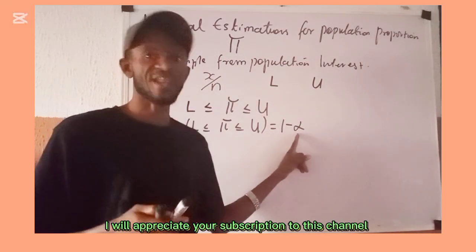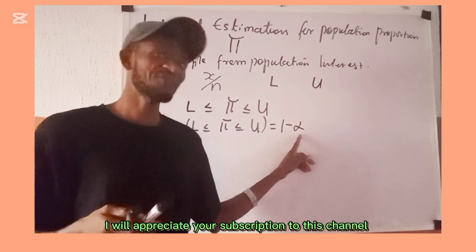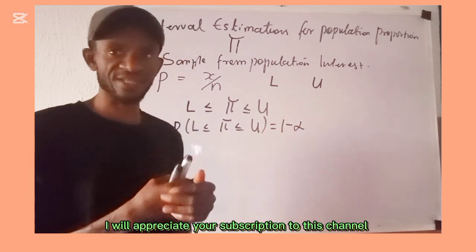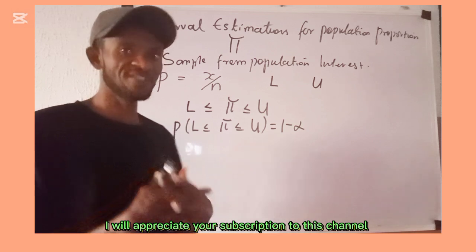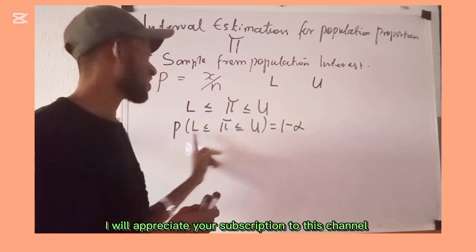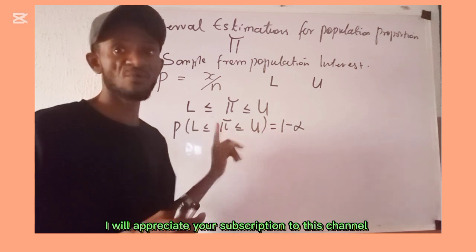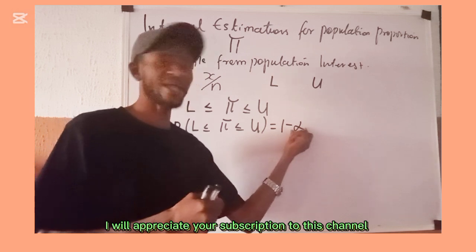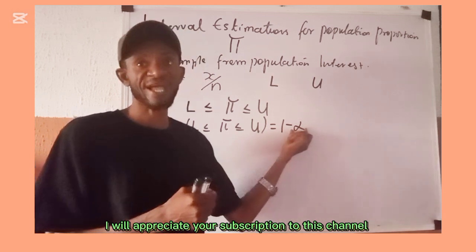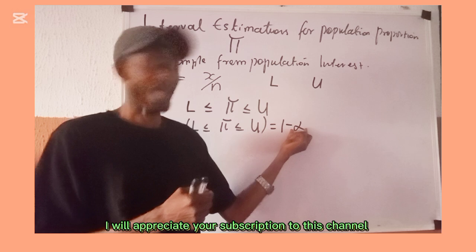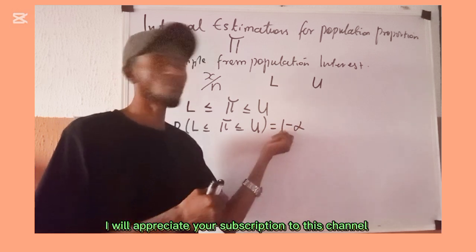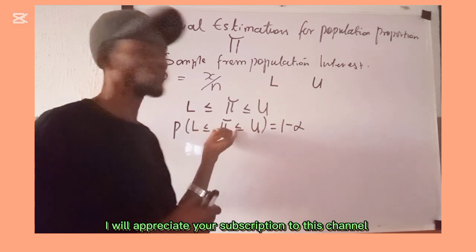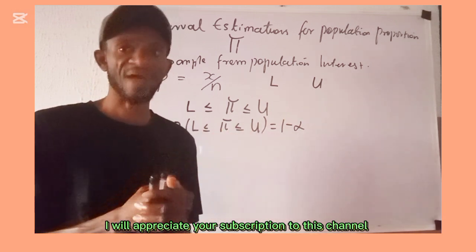This 1 minus alpha, like we have been saying, is what we call the confidence level. And this alpha is what we call the level of significance, which in this context is the probability that our confidence interval L and U fails to contain the unknown population parameter pi. That's the reason this alpha is always kept as small as possible. If you subtract that small value from 1, you still have a very high probability that L and U are going to contain the unknown population parameter pi.